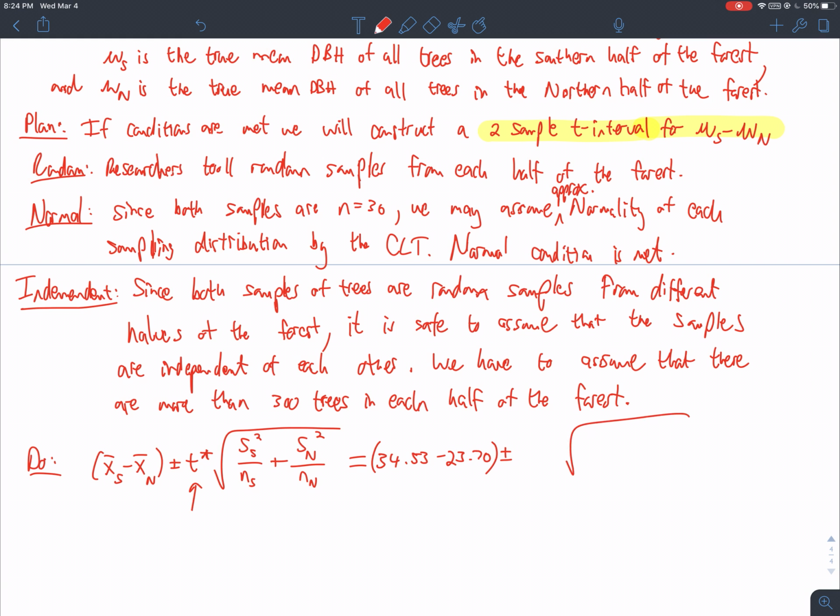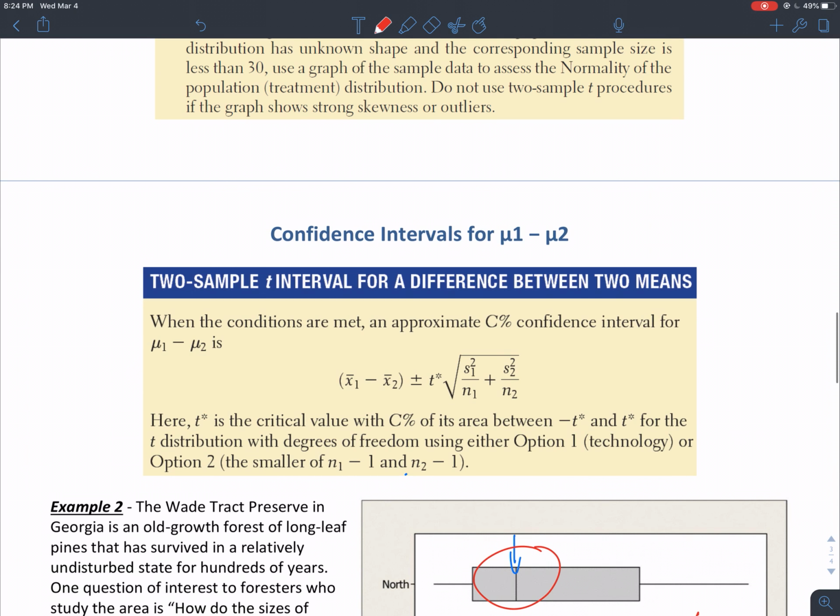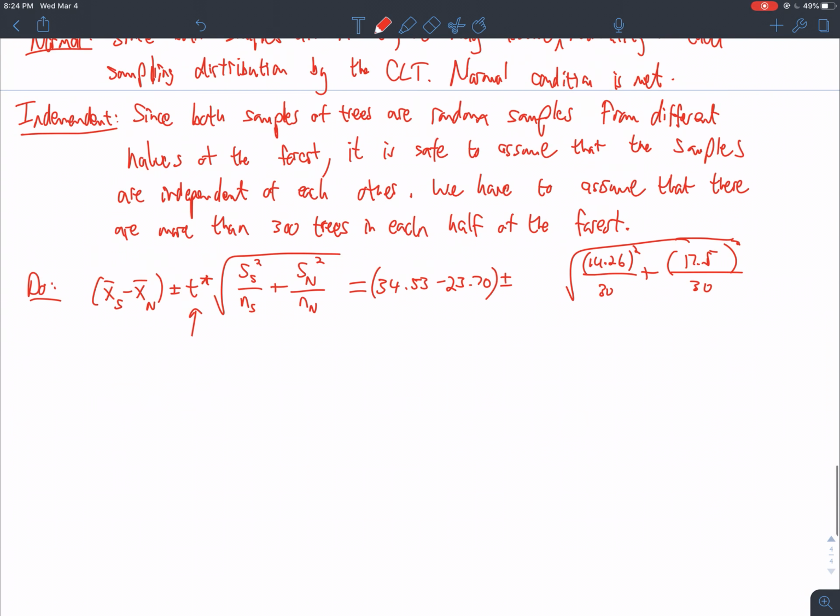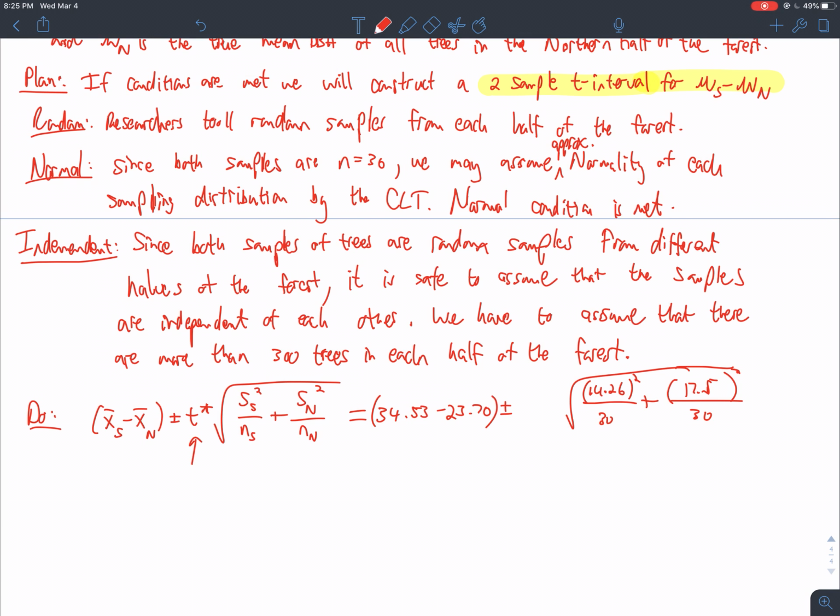I'm going to fill this in, and this is 14.26 squared over 30 plus 17.5 squared over 30. Problem is, I can go find T star by doing inverse T with the specific degrees of freedom. The textbook said earlier, use the smaller degrees of freedom, n minus 1 or n1 minus 1, n2 minus 1. In our case, that would be 29. If you do that, I think you get 1.699. But actually, when we go do the test on our calculator, we're going to get a different degrees of freedom. So this is very, very tricky.